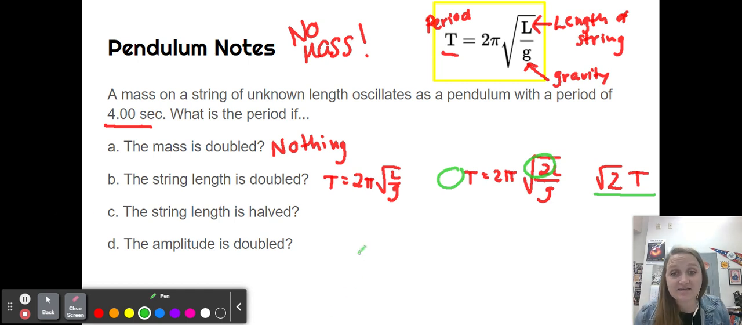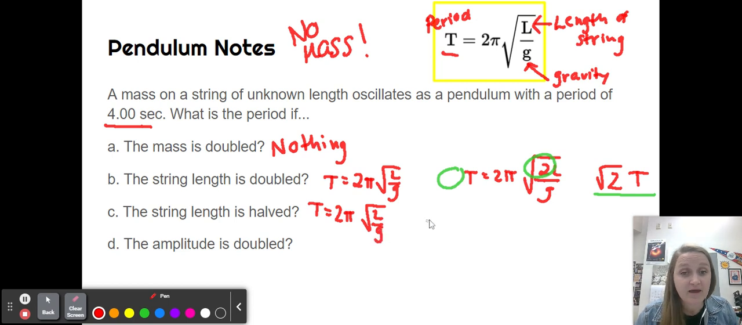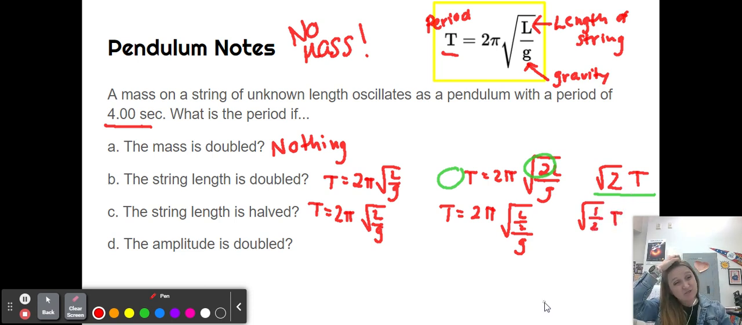Now let's see if our string length is halved. Going back to our original equation, we've got the square root of L over G. And if I halve that string length, I can say square root of L over 2 times G. That means my original, I'd have to do square root of 1/2 T. Now that's going to be a smaller number because the square root of 1/2 T is definitely going to be a decimal. And then finally, the question is if the amplitude is doubled.